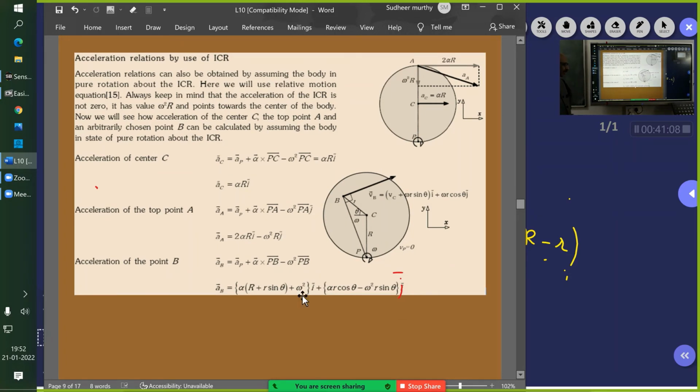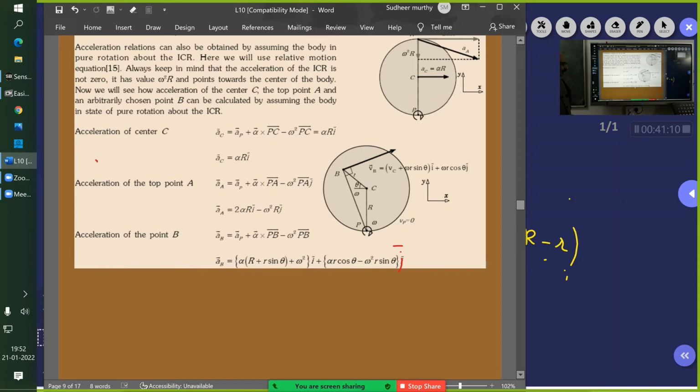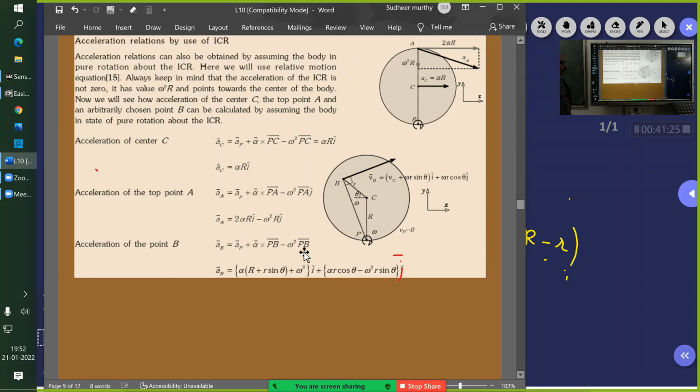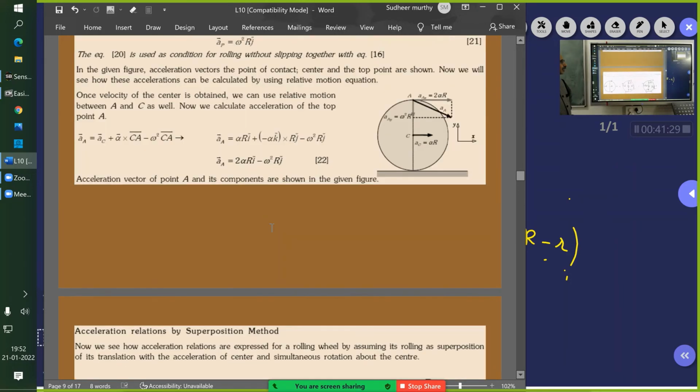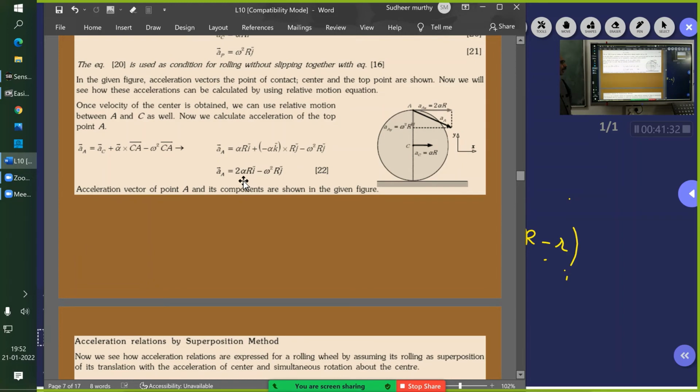If we take only omega square, it will be dimensionally incorrect. The omega square term shouldn't be included, so the I cap term omega square should not be there. The second term is correct.